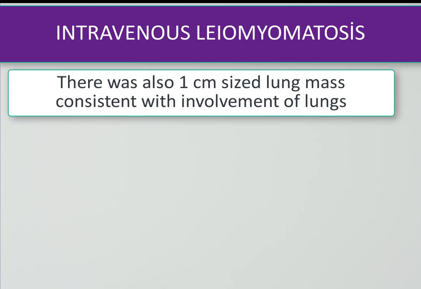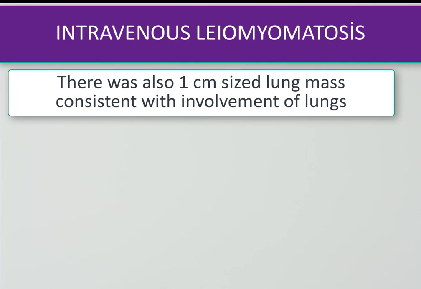So we have a smooth muscle tumor in the veins and vessels. This entity is intravenous leiomyomatosis. In radiology, we talked about the lung masses, 1 centimeter lung masses, which were very suspicious for metastasis. It is not metastasis. It is again the extension of this intravenous leiomyomatosis to the lung.